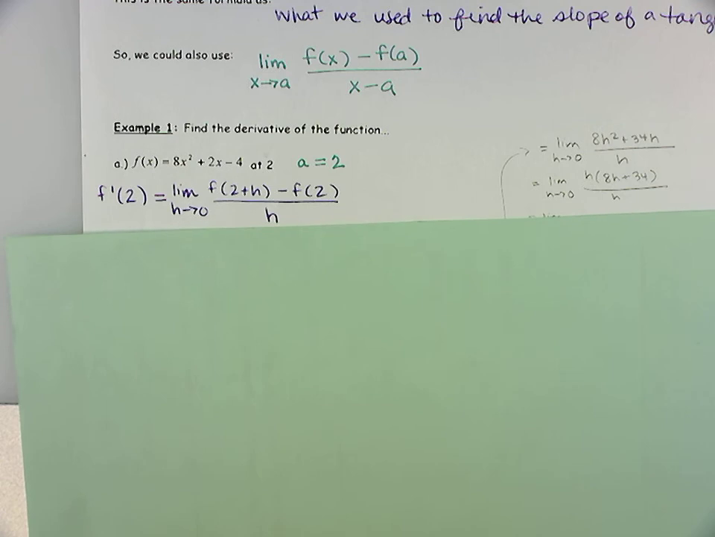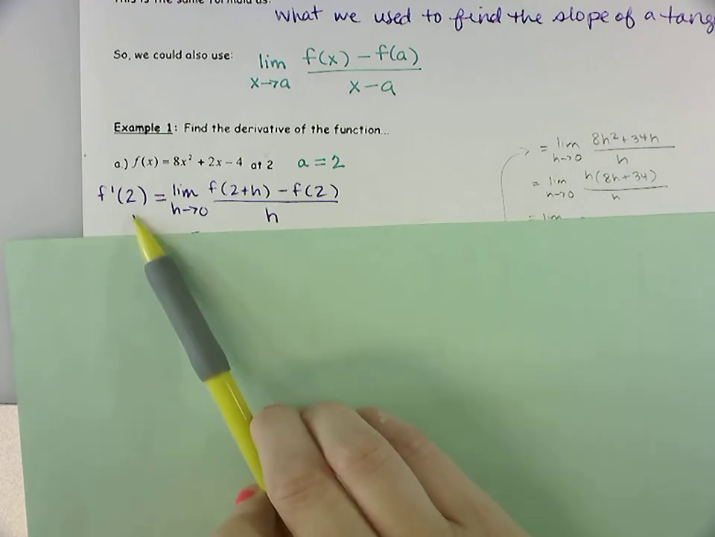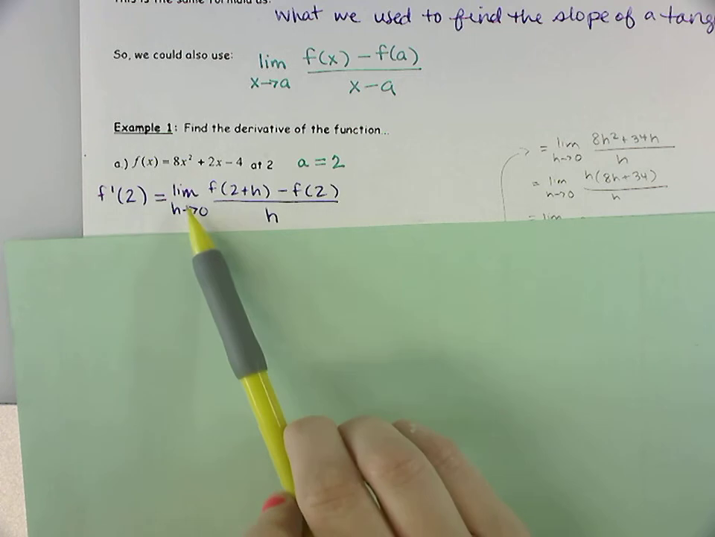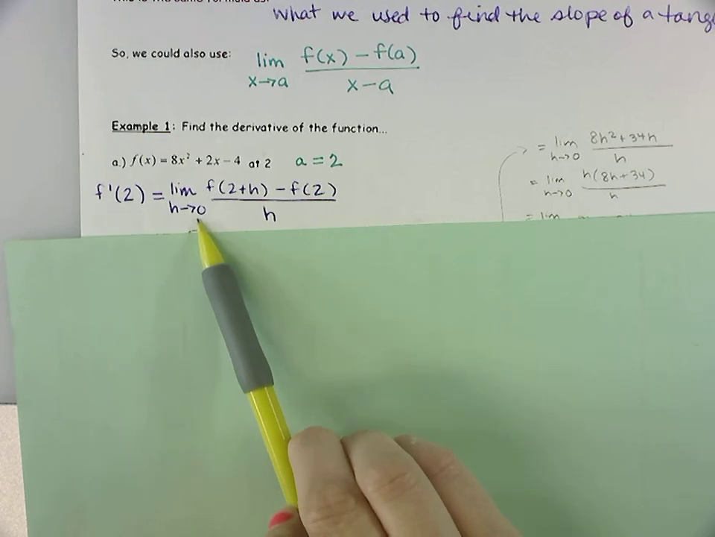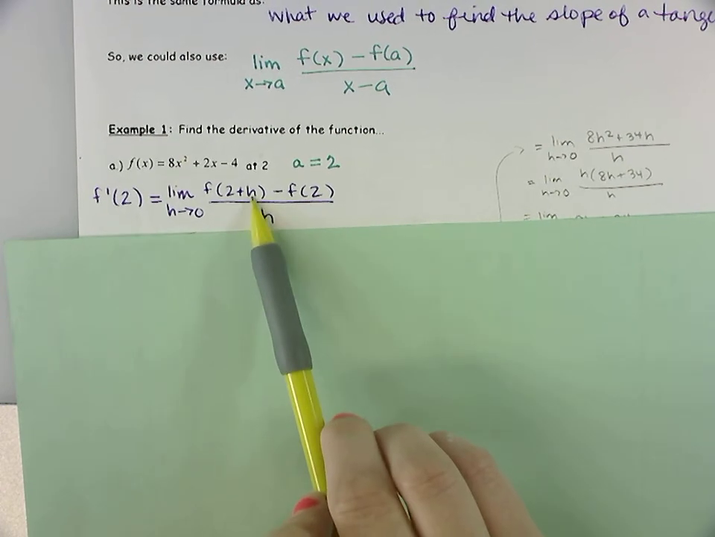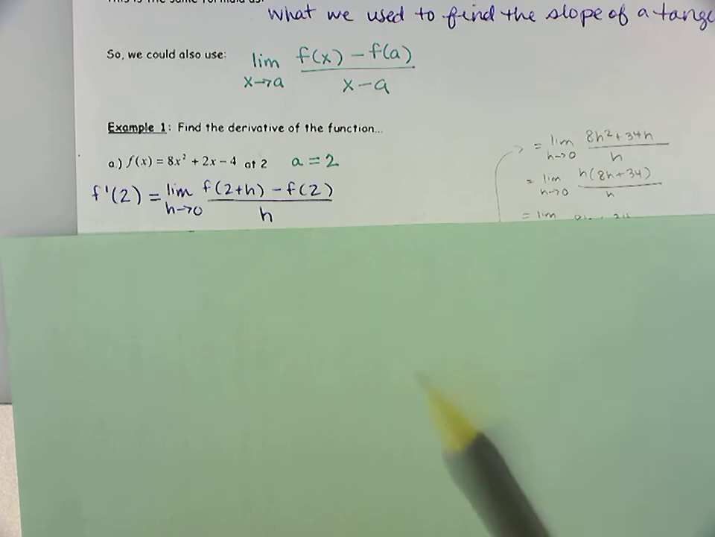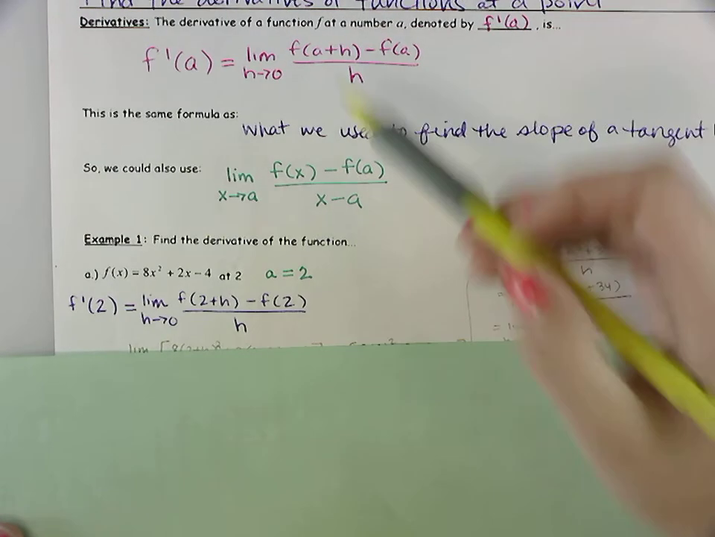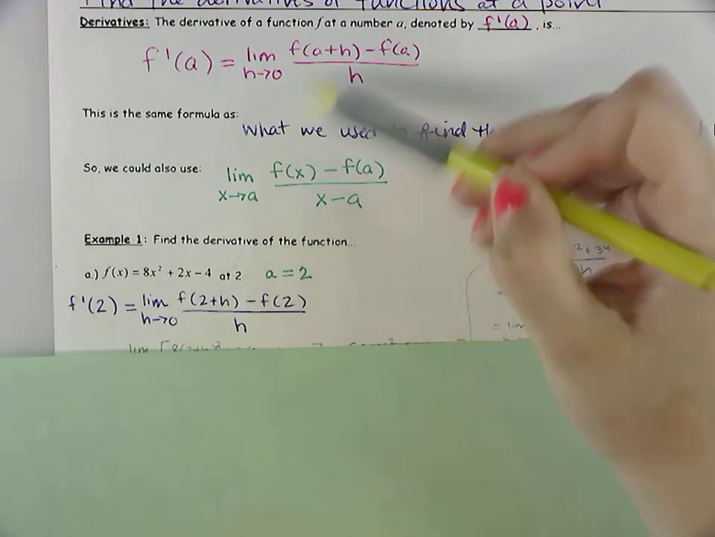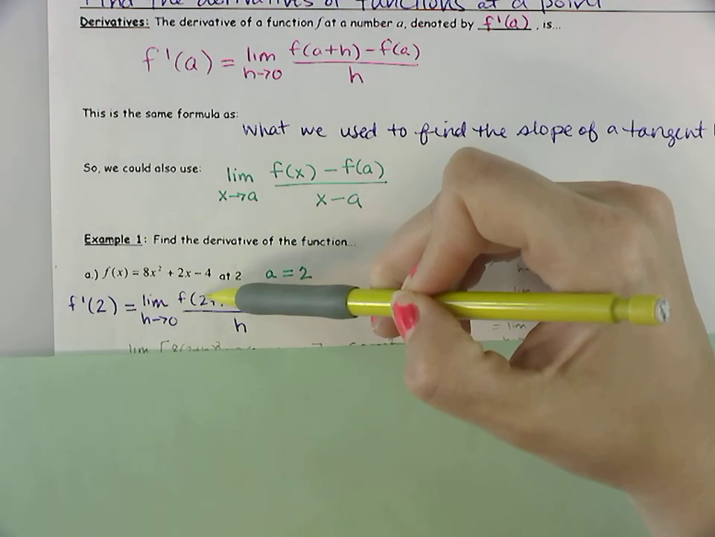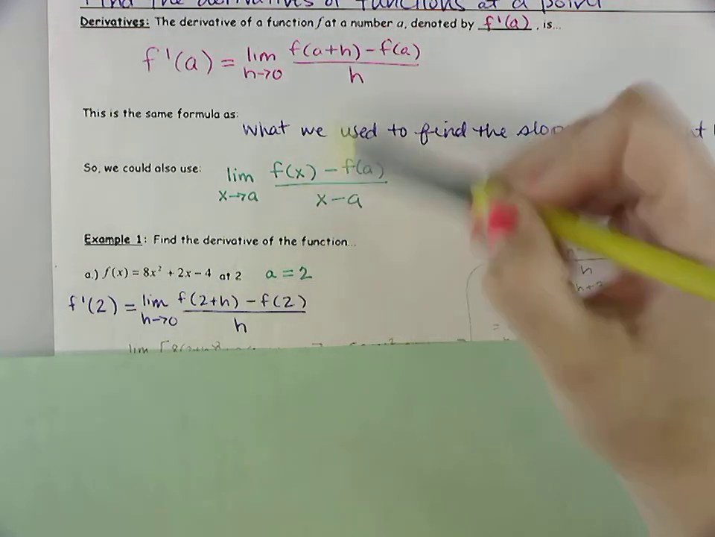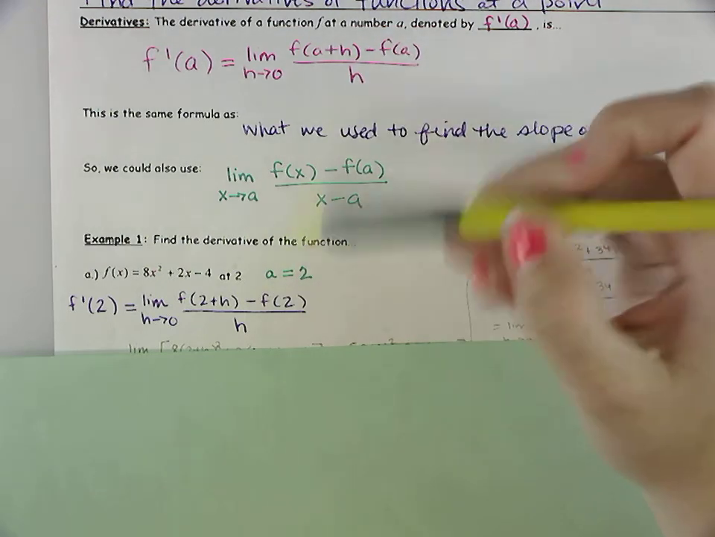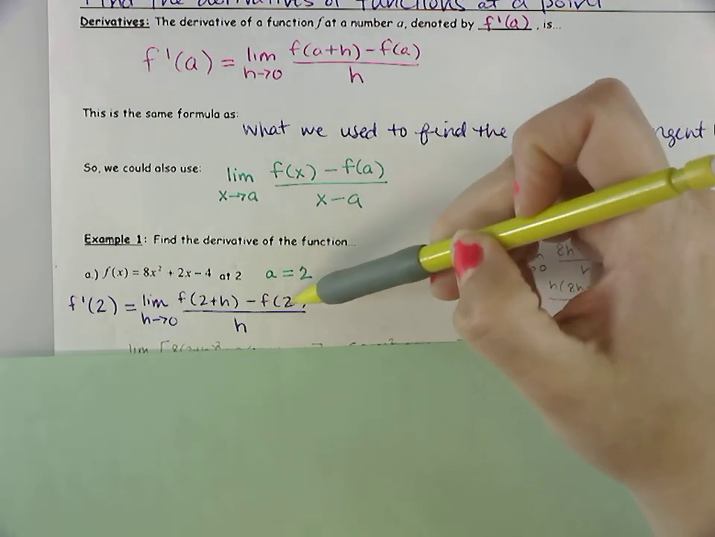So this is going to be our notation. We're finding the derivative of f at 2, and then it's the limit as h approaches 0 of f of 2 plus h, and remember that comes from our original equation, which is f of a plus h. So instead of a, we're substituting 2 for a. All right, and then the plus h stays the same, and then this is minus f of 2.